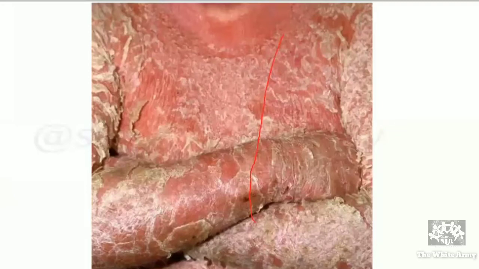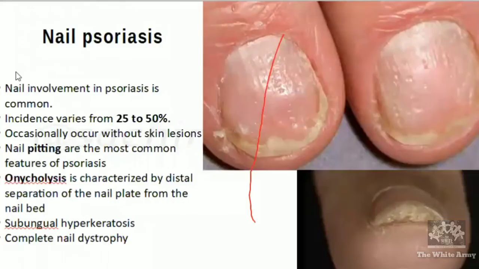Okay. So I described the 5 different types of skin lesions of psoriasis. That is chronic plaque psoriasis, guttate psoriasis, pustular psoriasis, inverse psoriasis, and erythrodermic psoriasis. If you remember these 5 types, more than enough. If you are sure about the clinical features of these 5, then you can go into other different types of psoriasis. Next, I'll discuss the nail involvement in psoriasis.